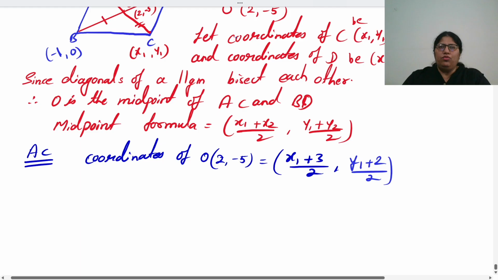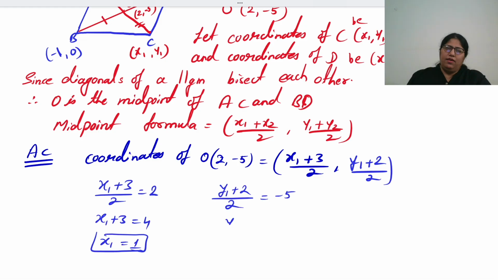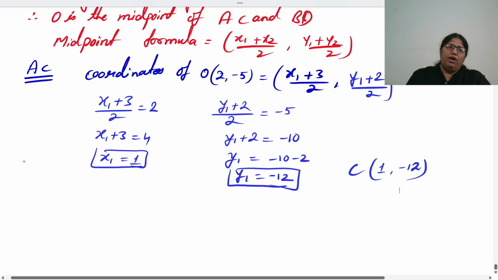What are we going to get here? x1 plus 3 is 2 twos are 4, so the x1 coordinate is going to be 1. Similarly, transposing 2 to the right side, y1 plus 2 equals minus 10. Y1 will be minus 10 minus 2, so the y1 value is minus 12. So the coordinates of C are 1 comma minus 12. After that, using BD, you will find out the coordinates x2 y2.